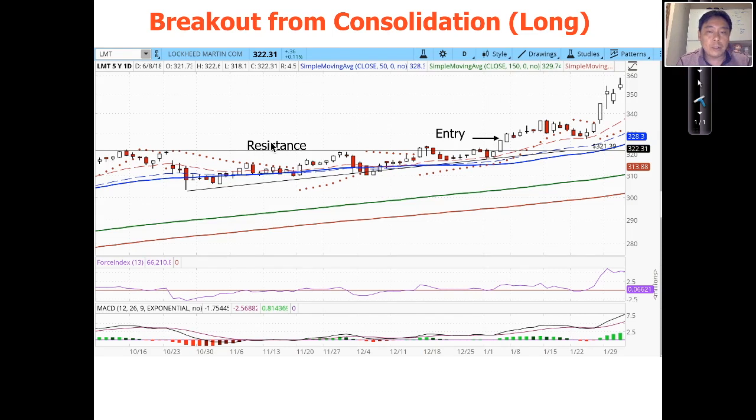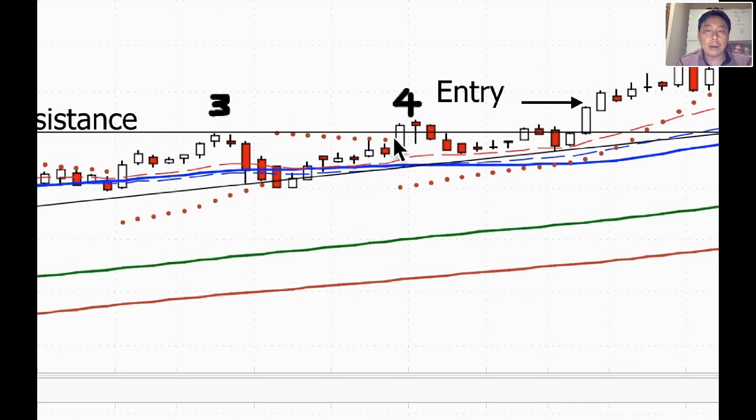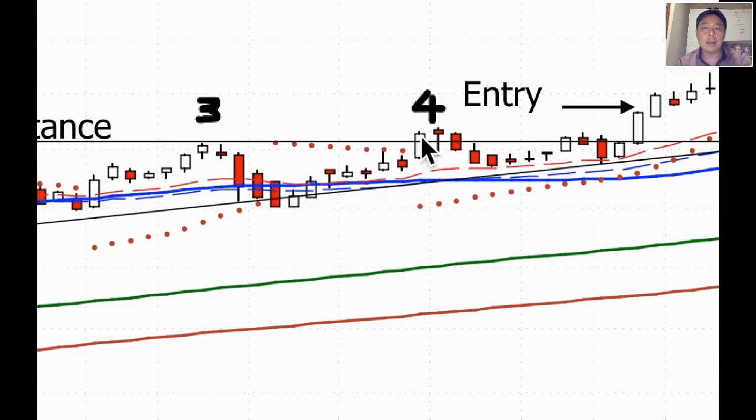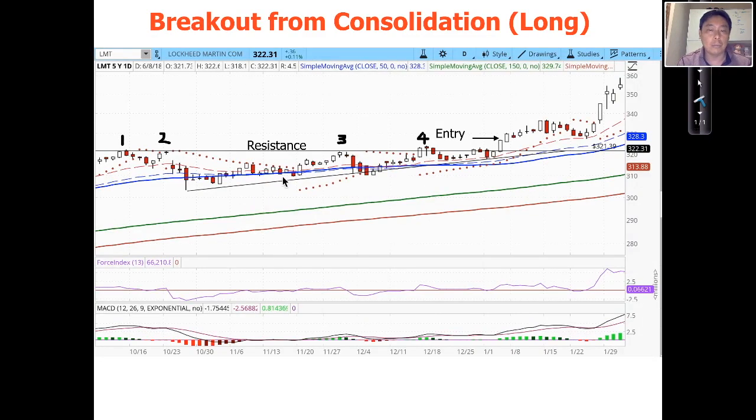If you draw the resistance level over here, you can see that's tested once, tested twice, tested 3 times, tested 4 times. And you can see that this was not a valid breakout. Why was it not a valid breakout? Because we need to see a full candle body, a bullish candle above the resistance. You can see this candle was kind of like half the body was in, half the body was out. It was not a clear breakout, and this was a bearish candle, so that's not a breakout as well.